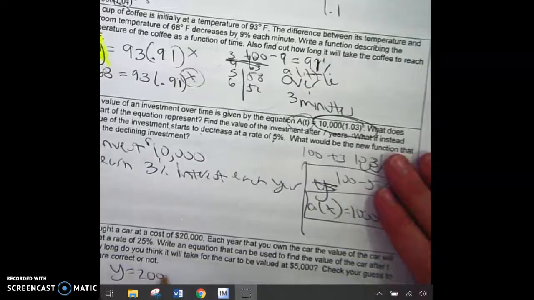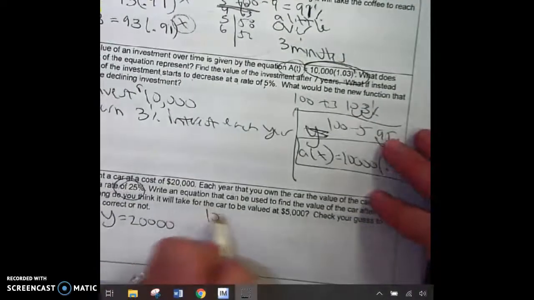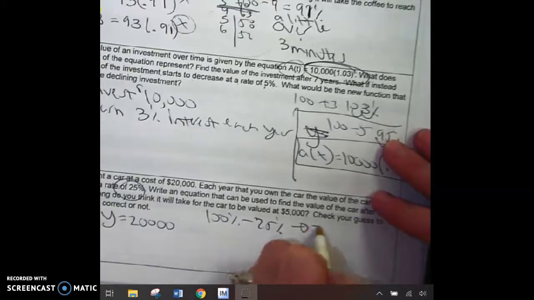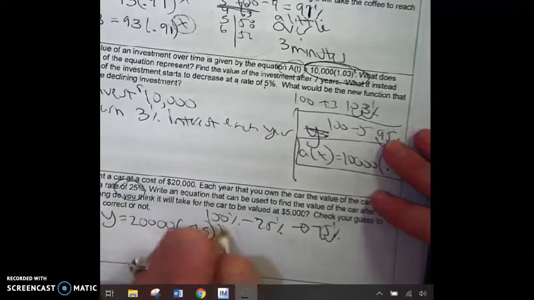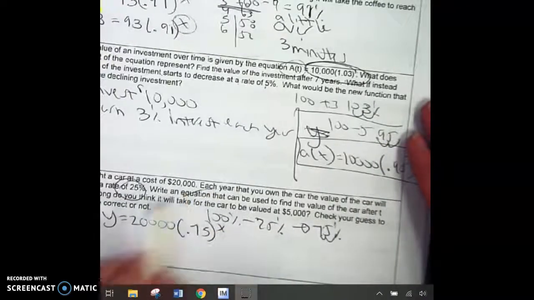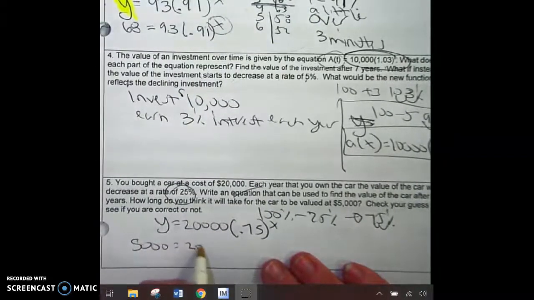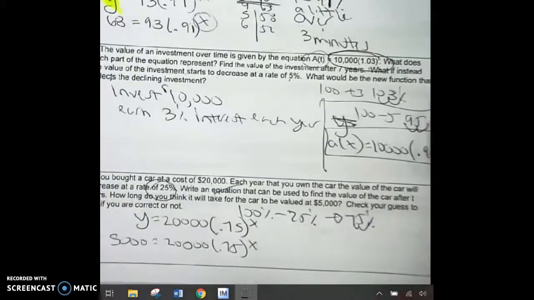Okay? You bought a car for 20 grand. I don't even know what it is, but I know that's the start. Each year, it's going to decrease at a rate of 25%. So it was 100%. You take away 25%, and now you're left with 75%, which is 0.75. Write an equation, done. How long would it take the car to reach 5,000? So I go 5,000 equals 20,000 times 0.75 to the x. So you're going to eventually learn about logs and how you can get that answer.